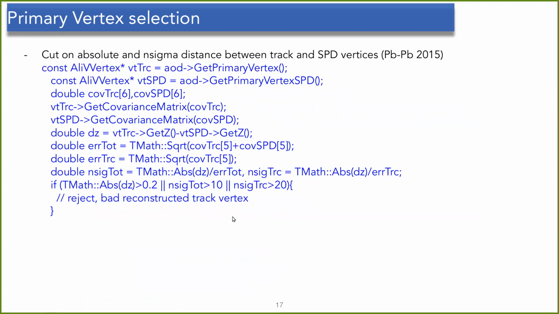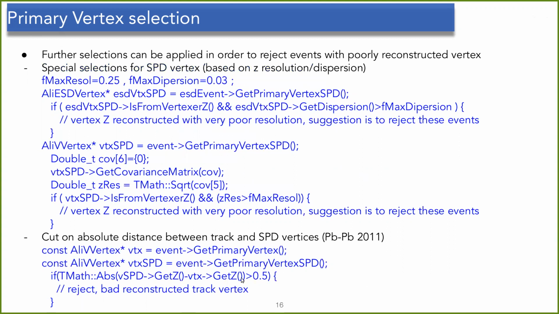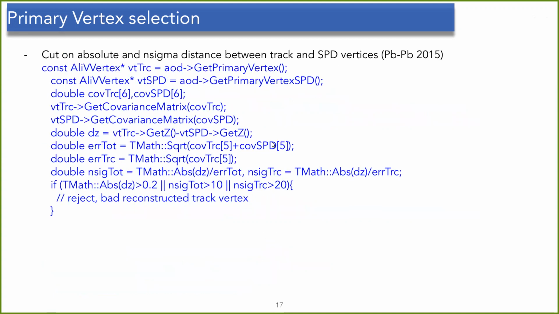Then you can also do it by putting an absolute n sigma cut. In the previous cut, you calculated the distance between the primary vertex reconstructed from global tracks and SPD tracklets, and you just need to divide this distance by the vertex reconstruction resolution to get it in terms of sigma. So the implementation is here. You can look at it to see how one can implement it in our code.